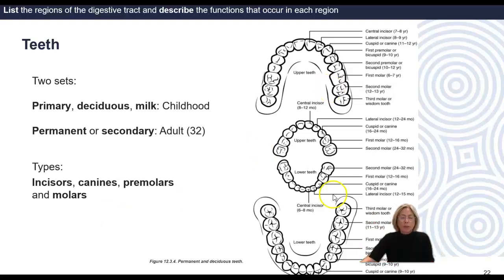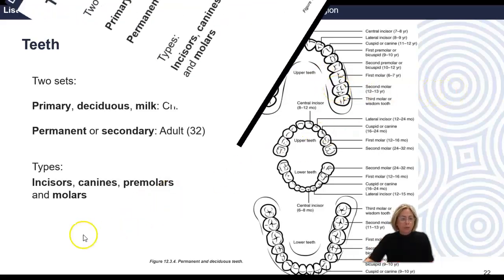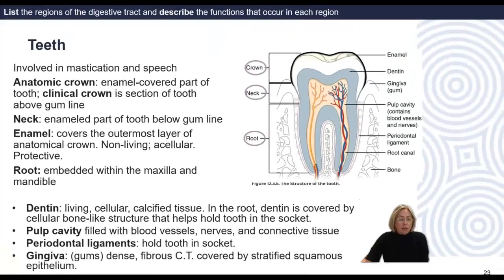So very briefly, in terms of function, the incisors and canines are involved in biting or cutting into food, whereas the molar type teeth are more involved in the grinding of food. So the teeth are involved in mastication and speech production.